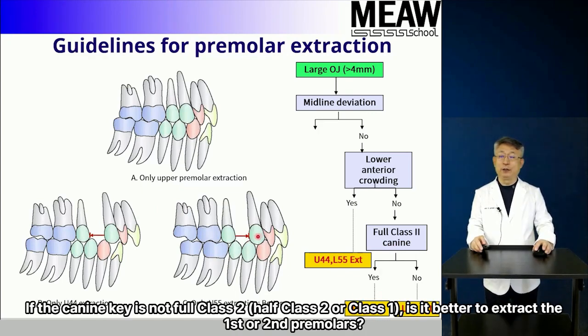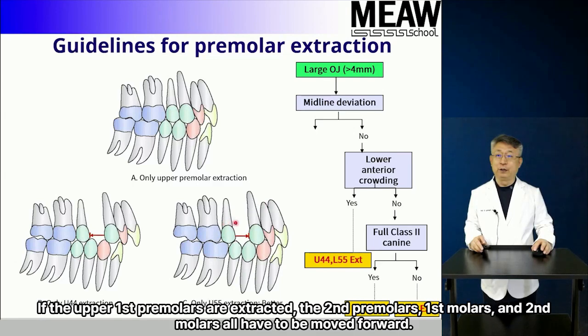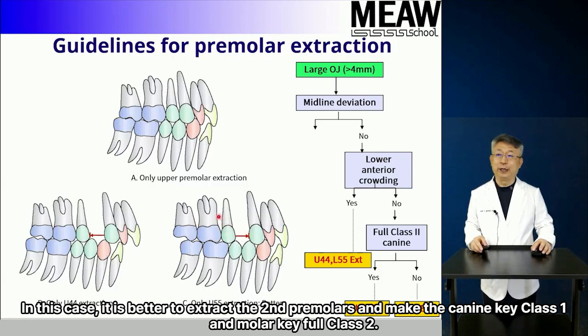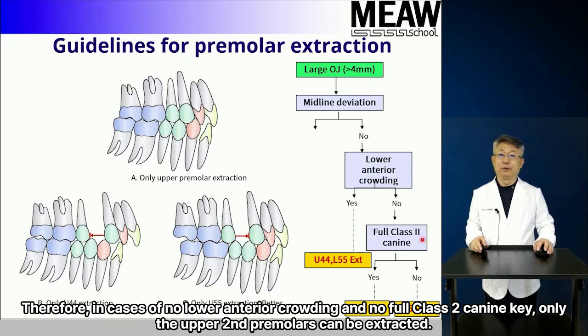If the canine K is not full Class 2, half Class 2 or Class 1, is it better to extract the first or second premolars? If the upper first premolars are extracted, the second premolars, first molars, and second molars all have to be moved forward. It is possible but difficult. In this case, it is better to extract the second premolars and make the canine K Class 1 and molar K full Class 2. Therefore, in cases of no lower anterior crowding and no full Class 2 canine K, only the upper second premolars can be extracted.